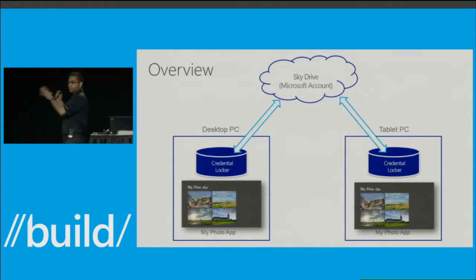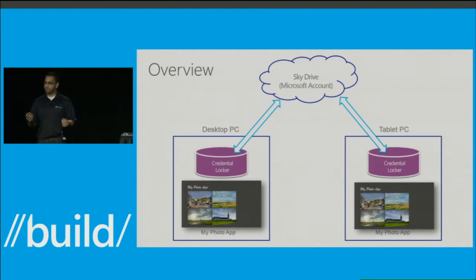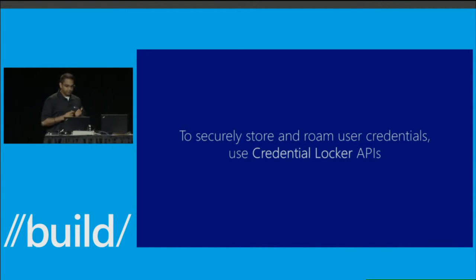Now, how does stuff roam? Using the SkyDrive and Microsoft account, anything that's stored in your Credential Locker just seamlessly roams to all of your trusted PCs, right? Store it once, it's available everywhere instantaneously. If you make any changes on any of these devices, they get replicated everywhere else. What that really enables you to do is save those credentials securely.